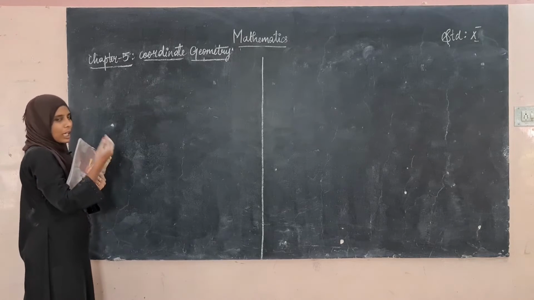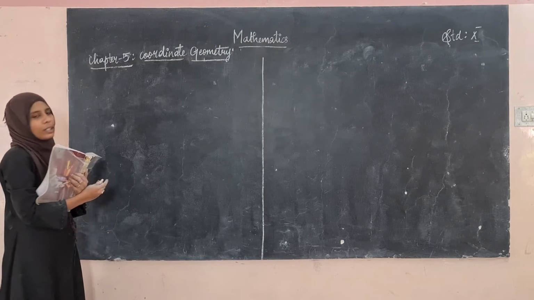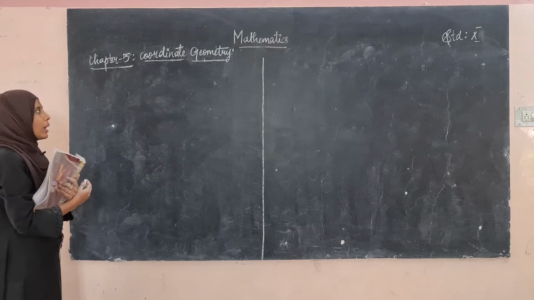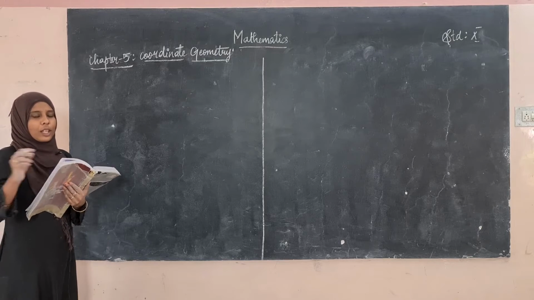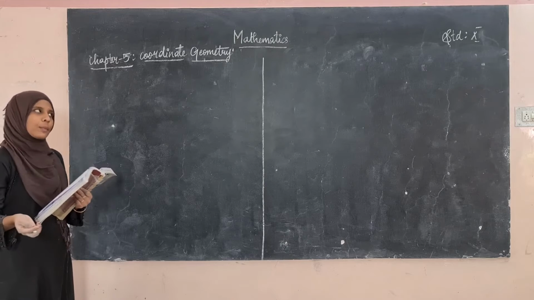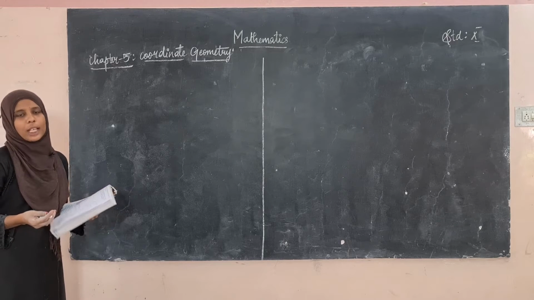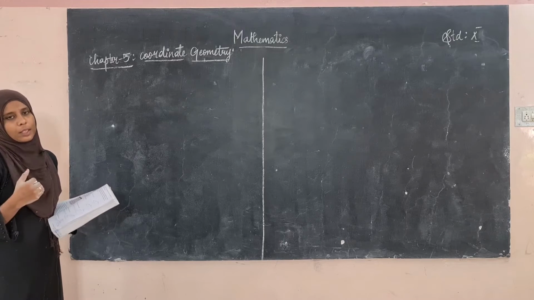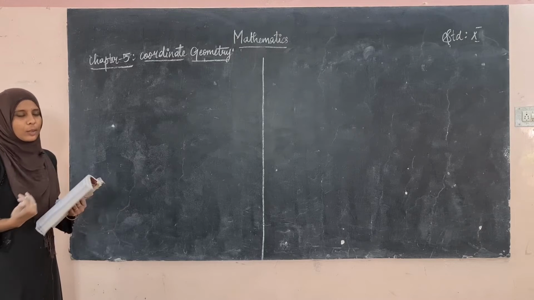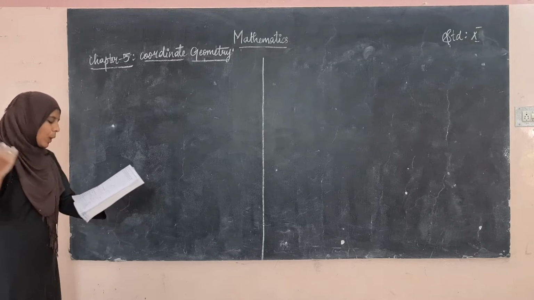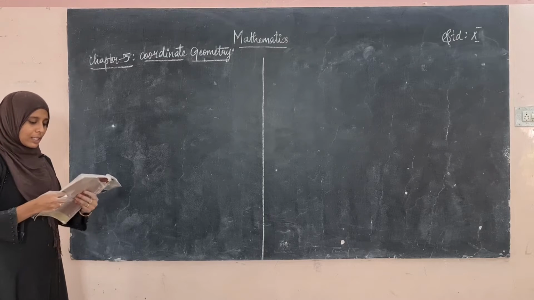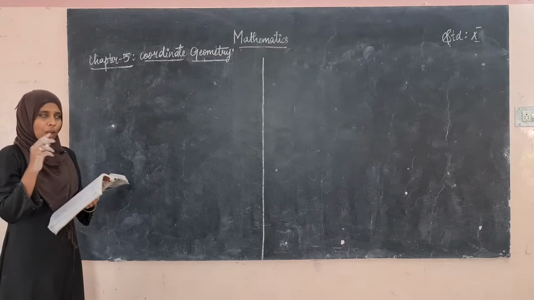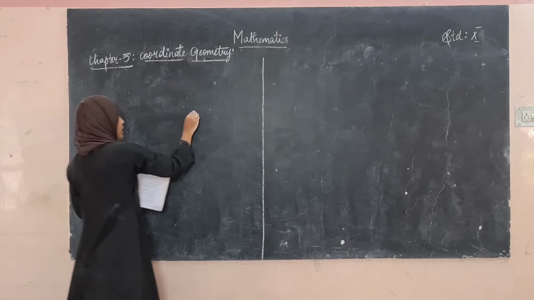Today we are going to start the new chapter, chapter 5, coordinate geometry. In coordinate geometry you might have learned the distance between 2 points and finding the points like that. So first let us recall that and enter into the parts given here. Coordinate geometry is also called analytical geometry. First let us recall how to find the distance between 2 points.